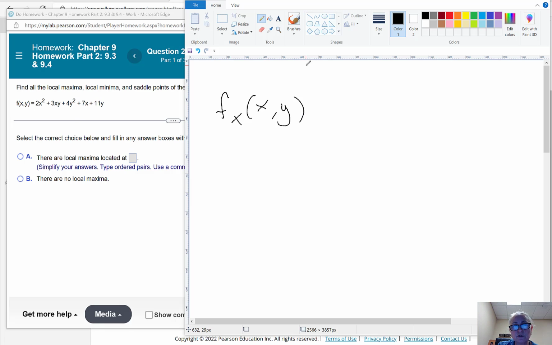So 2x squared would be 4x for the derivative. 3xy would be 3y. If x is a variable, 3 and y would be the coefficient there. 4y squared, there's no variable, so that's a 0. Plus 7x would be plus 7. And then plus 11y is also a constant if x is your variable. So that is our first order derivative with respect to x. Now let's find it with respect to y.